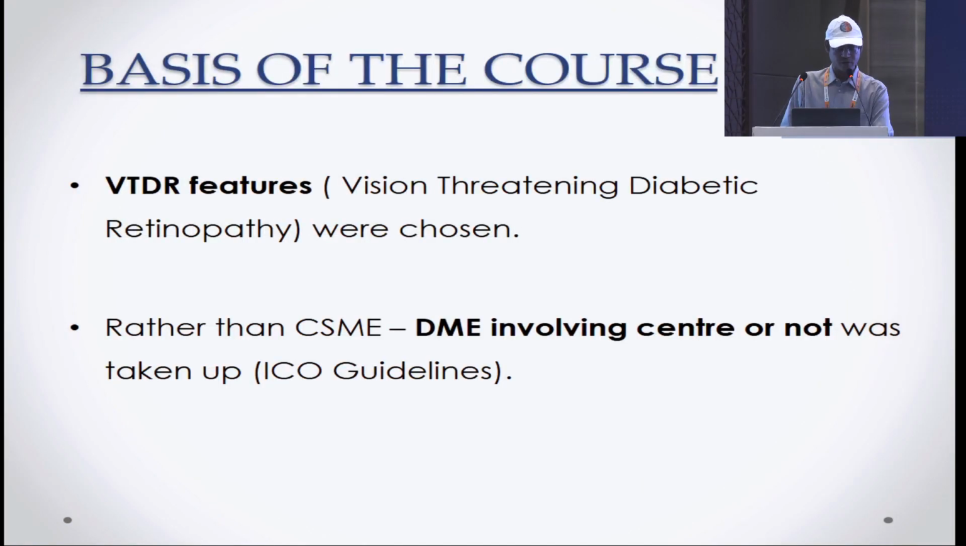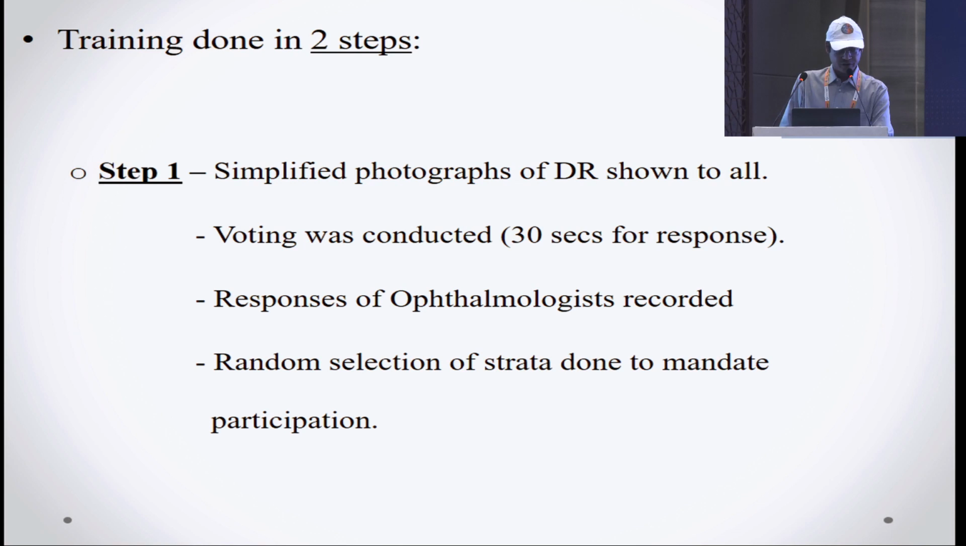The basis of the course was basically vision-threatening diabetic retinopathy features. These were chosen. And to simplify the entire criteria, we used the ICO guidelines, and the basis was diabetic macular edema involving the center or not, rather than CSME. The training was done in 2 steps. In the first step, they were shown simplified photographs of DR, and the voting was conducted. The response of the entire audience was recorded. A random selection of strata was done so as to mandate any sort of participation.